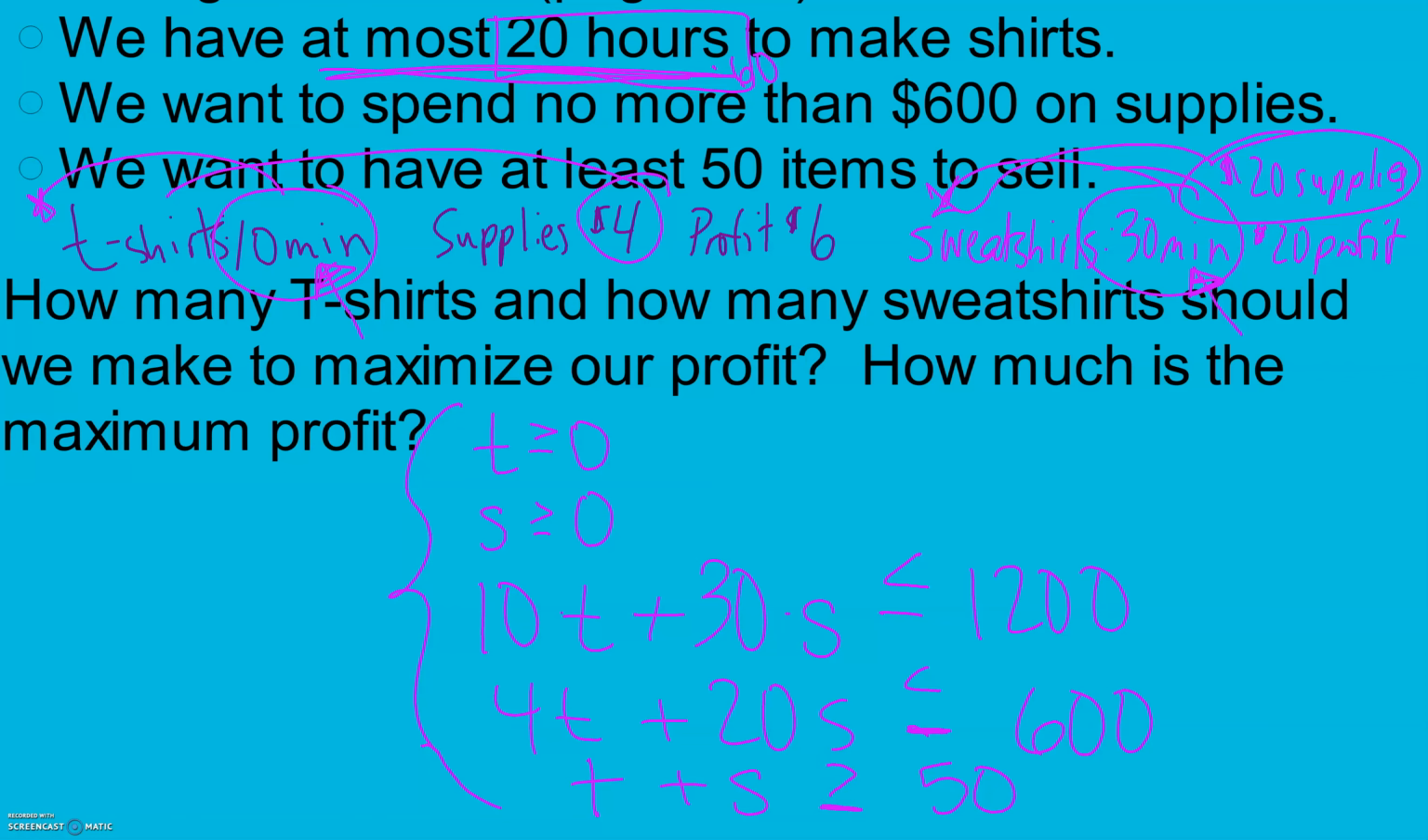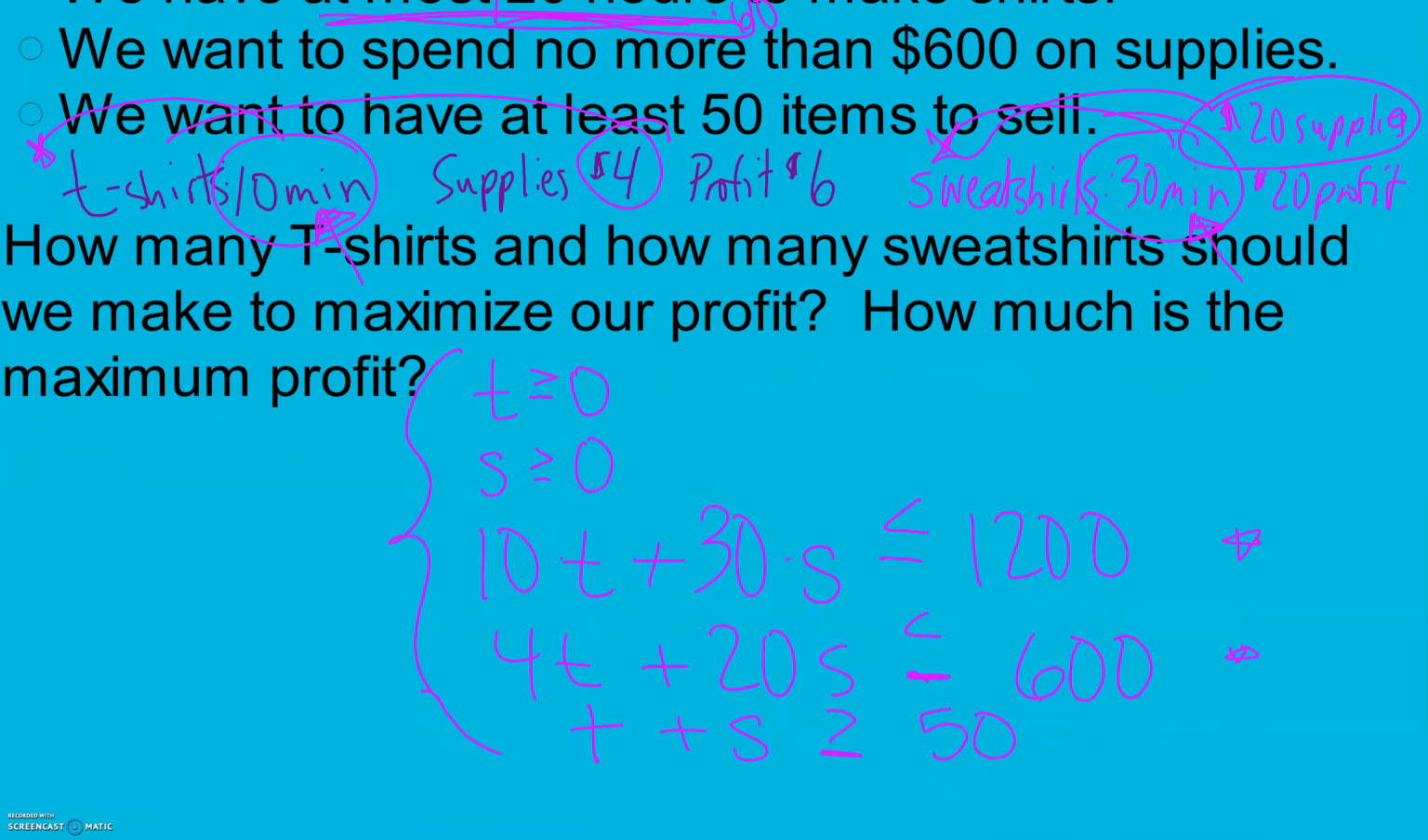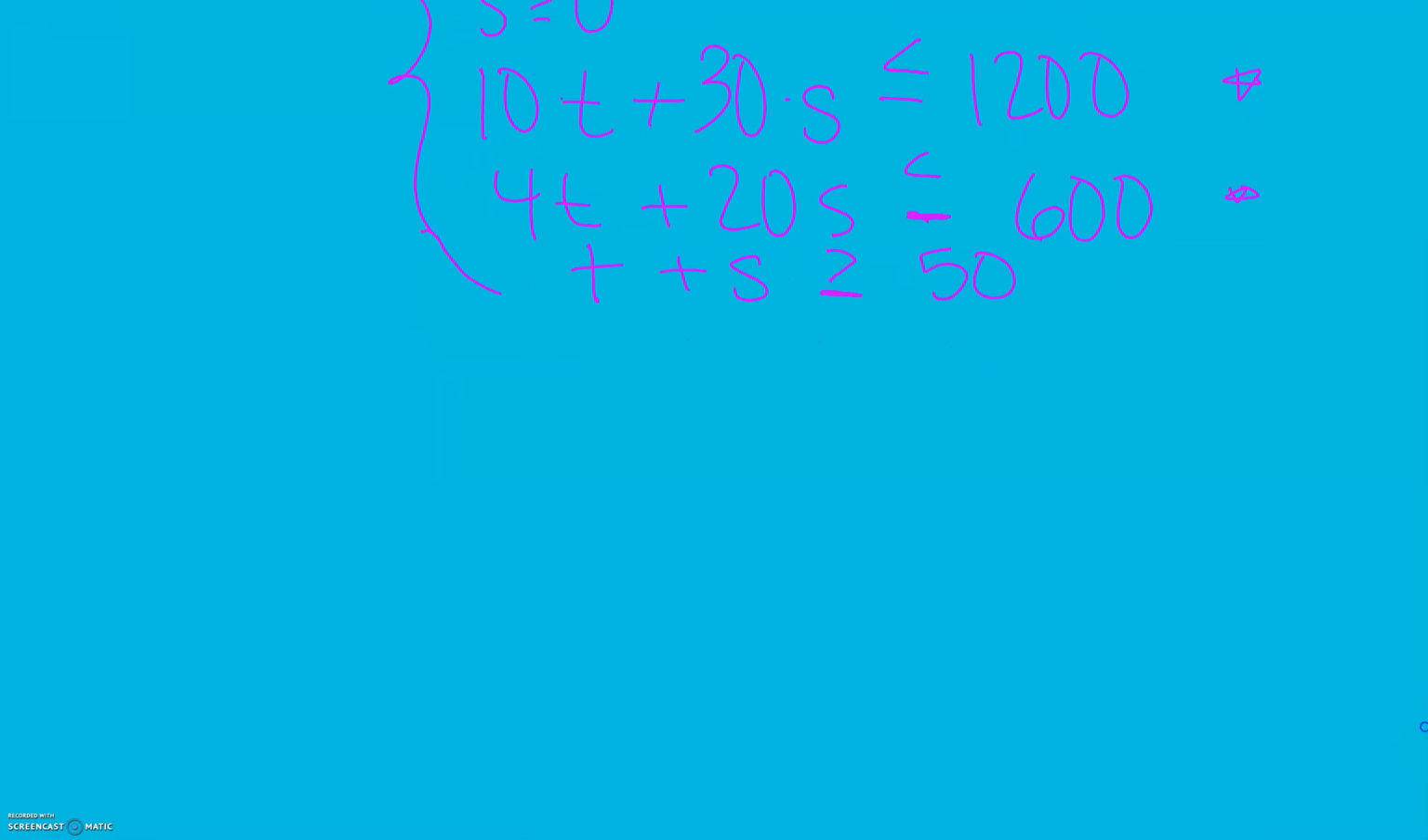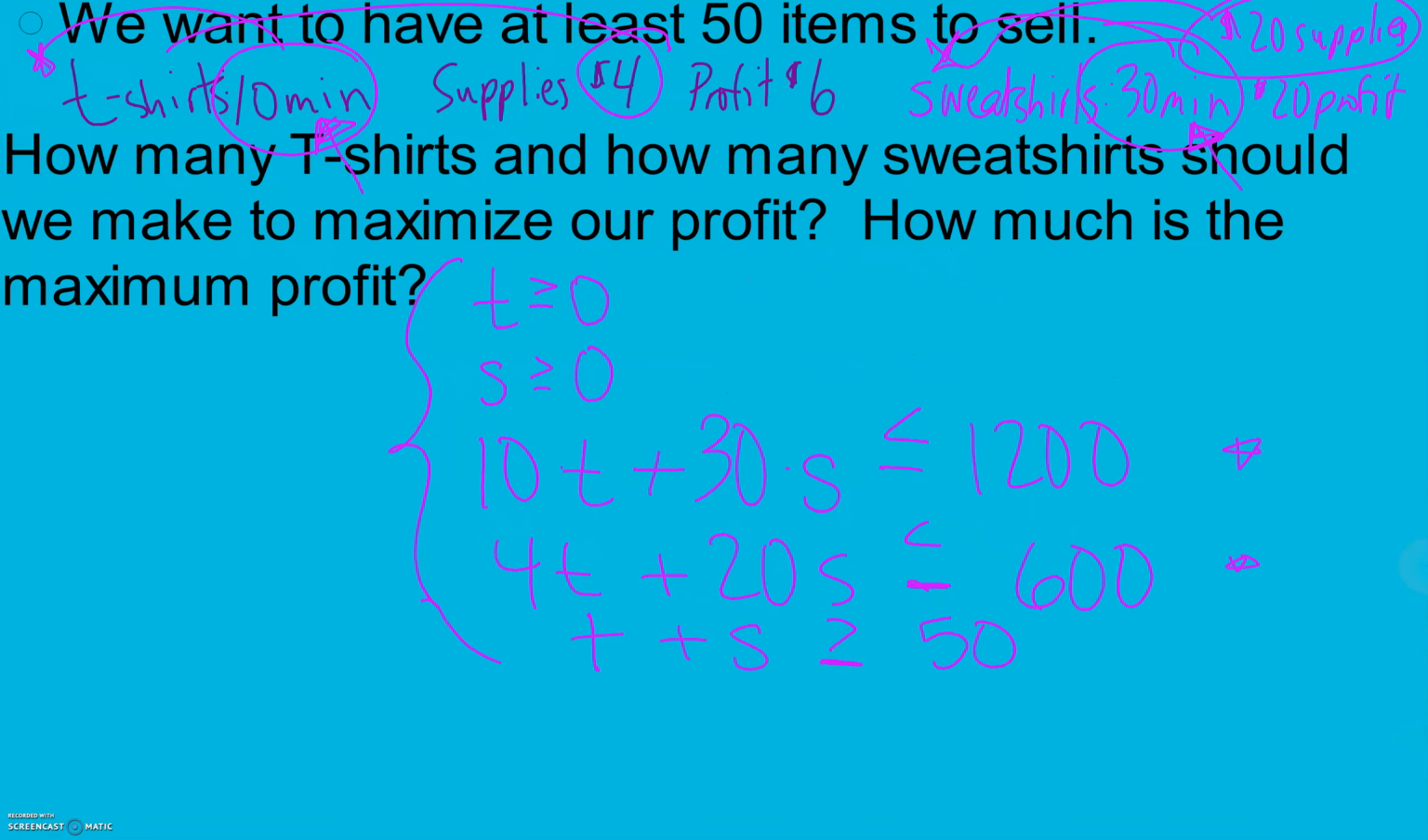Now, if we look, we've got some big intercepts here. My t-shirt intercept in this one would be 120. Here would be 150. I don't really want to graph that by hand. It's not going to be very accurate. So instead, what we're going to do is we are going to go to Desmos.